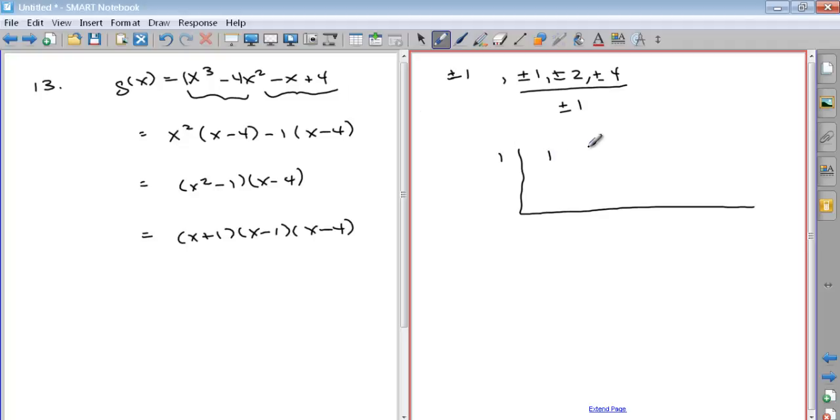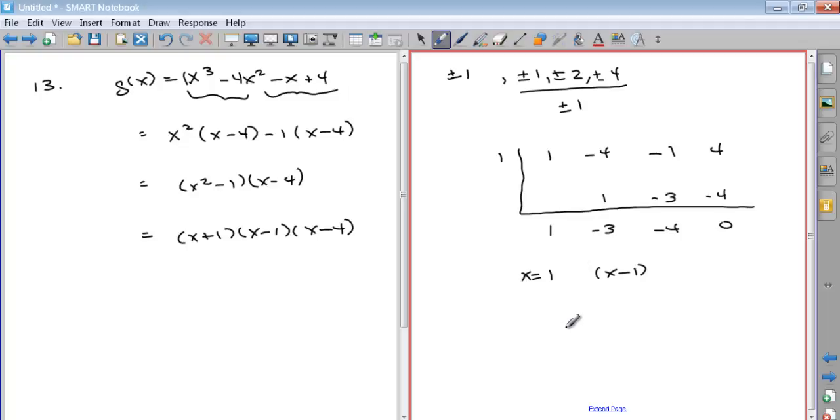So you take the coefficients from the original equation. You bring down the 1, then 1 times 1 is 1. -4 plus 1 is -3. 1 times -3 is -3. Add those together, you get -4. 1 times -4 is -4. You get 0. So x equals 1 is a zero, which means x minus 1 is a factor.